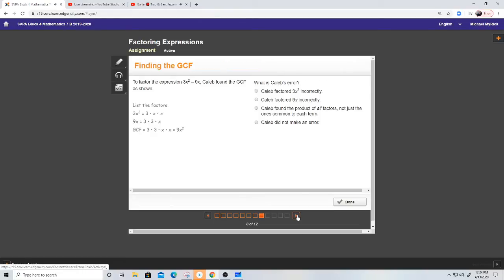The expression shown has an x squared term in it. Can you find the greatest common factor of the expression? I don't know, maybe. To factor the expression 3x squared minus 9x, Caleb found the GCF as shown. 3x squared, 3xx, 9x equals 3x, GCF 3 times x equals 9x squared. Wow, that's crazy, man. He did a lot of work.